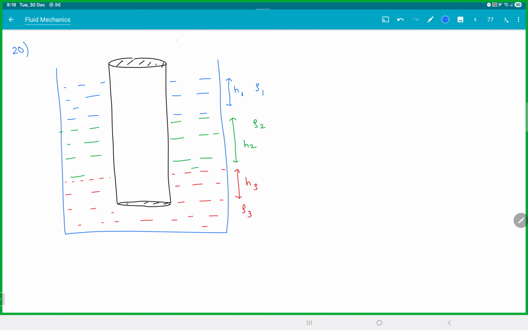Outside the pressure is P naught. So the cylinder is floating. Okay. Solid cylinder of radius r floats in 3 liquids as shown. Find the buoyant force due to the liquids and the force due to the liquids.